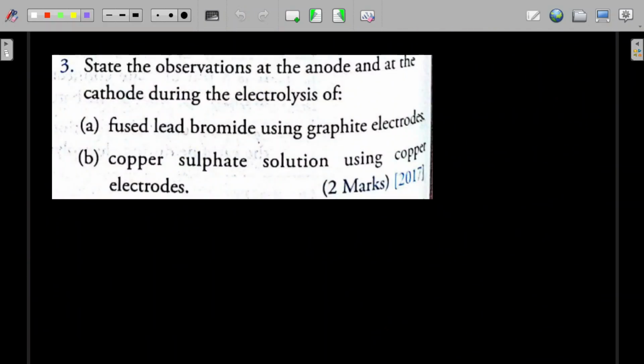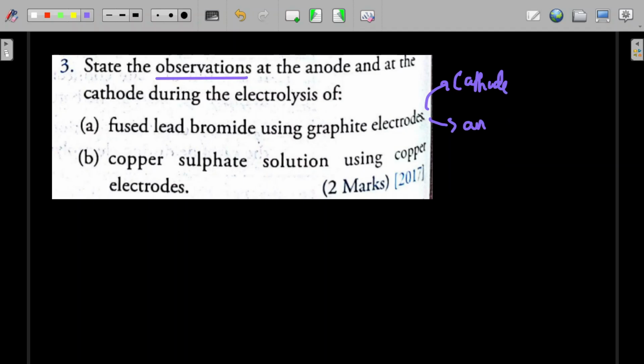You should not write the names when they ask you the observations. Write only at the anode reddish brown fumes are formed, and at the cathode silvery gray metal deposited. Do not write lead and bromine. If they ask you name the products, then only you have to write that. Okay.